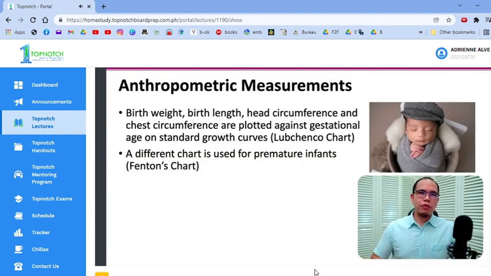Okay? Let's discuss some other important features when catching a newborn. Lalo na mga well baby. This would be your anthropometric measurements. So please remember that you plot these measurements against a normogram. So you have a chart that you can use for that. That's your Lubchenco chart. Okay?